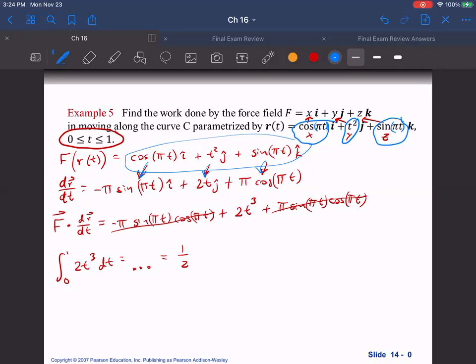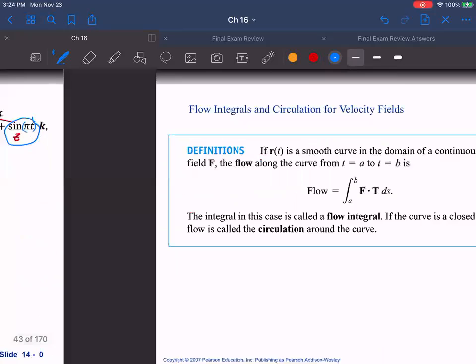Here you can do the dot product. You're left with nothing but 2t cubed after you do that dot product, because these two parts will cancel out. And then you're just doing the integral from 0 to 1 of 2t cubed dt, which ultimately ends up being 1/2 for you. All right, so you should get that answer right there. Nothing too difficult for that integral.